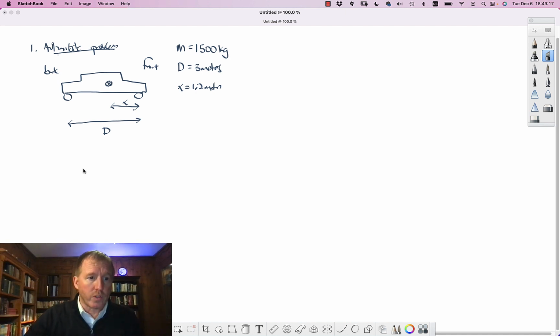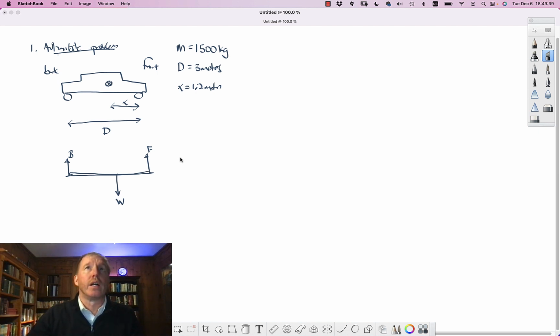Okay, so I'm going to schematically represent this like this. And we've got a force due to the back wheels. I'll call that B. There's an upward force due to the front wheels. I'll call that F. And I'll also have a weight right here, and I'll call that W.